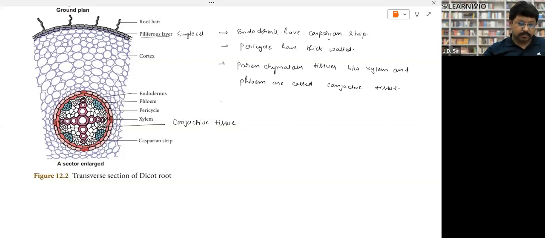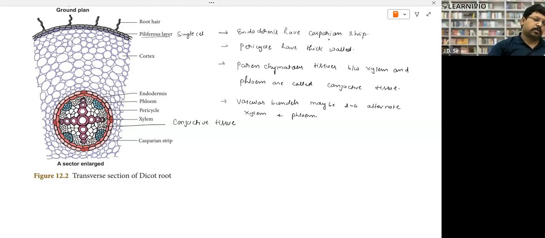The xylem and vascular bundles may be 2 to 6, with alternate xylem and phloem. Clear? So this is the dicot root.